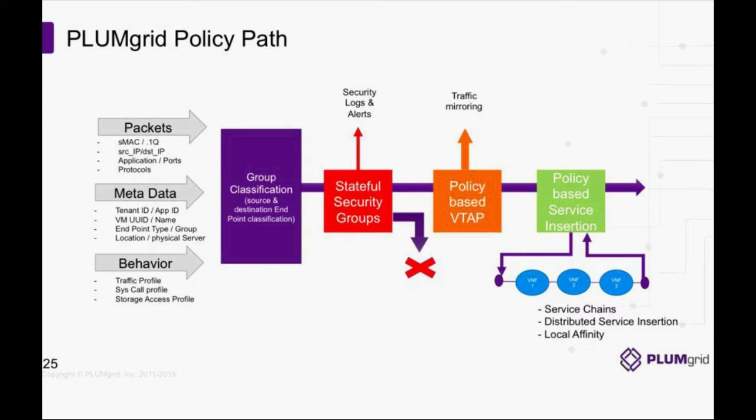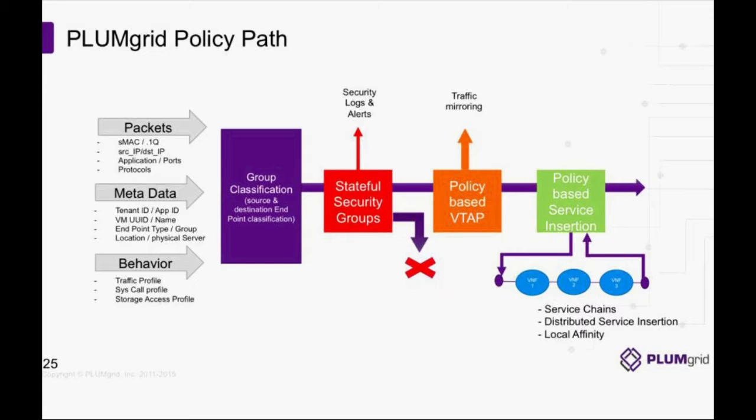So how does all this happen? Inside of PLUMgrid, we've got a well-defined policy path. The first step is group classification. We can classify on a variety of metrics. First and foremost is IP notation, tagger notation. So we can classify based on IP and port combinations. This is for, consider, legacy applications communicating with cloud applications.